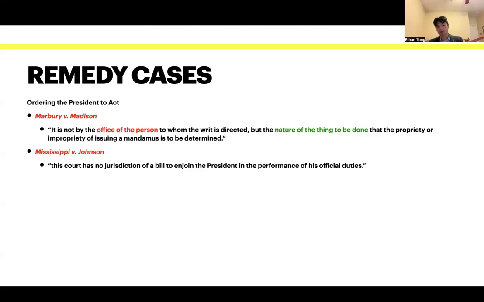So this is the opposite of what Marbury versus Madison says. Mississippi v. Johnson is saying this court does not have the ability to tell the president how to do his duties, because the president has control over his own duties. The courts can't tell him what to do.